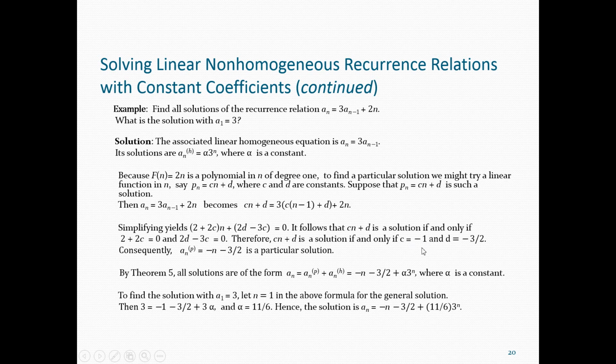Now by backward substitution, our assumption was that Cn + D is the solution of this. So C is -1, D is -3/2.